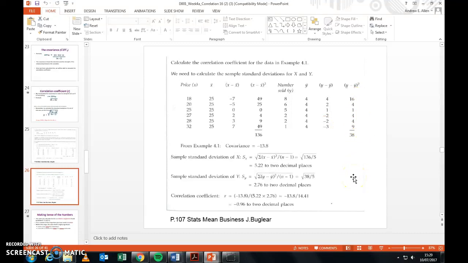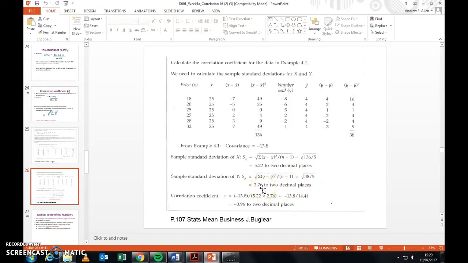So we've now got to work out the standard deviation based upon that. So we know that we're going to have to take 136 from here for x, divide by n minus 1, which gives you 5, and take the square root. So when you do that, it results in 5.22. You then repeat the process for the y. So again, we've got here 38 divided by n minus 1, and then rooted, which gives us 2.76.